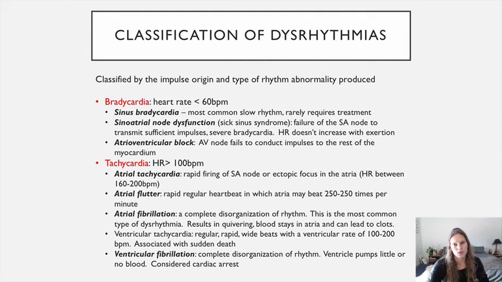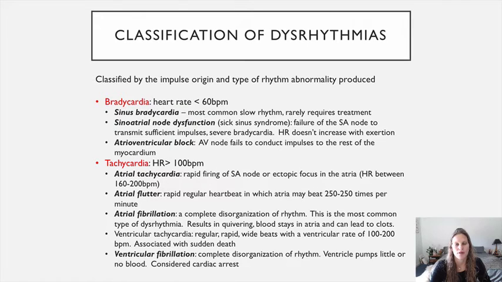The other side of this, which is where we're going to focus our attention, is tachycardia. So these are abnormal impulses of rate and/or rhythm that are increasing the heart rate. So tachycardia is defined as a resting heart rate that's greater than 100 beats per minute. Atrial tachycardia means that there's a rapid firing of the SA node, or there's some kind of an ectopic focus in the atria. Remember, an ectopic focus is any place other than the SA node that's generating a beat.